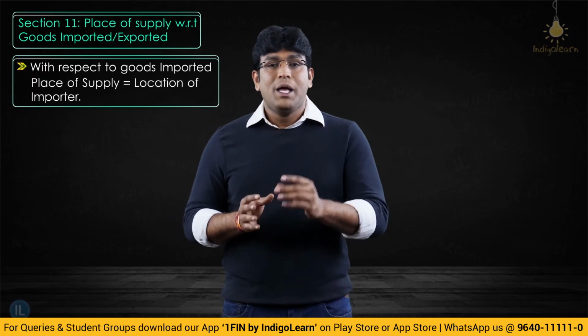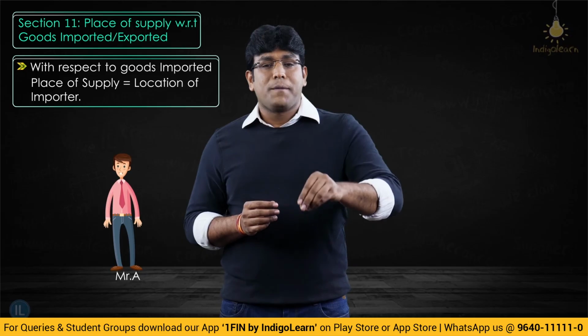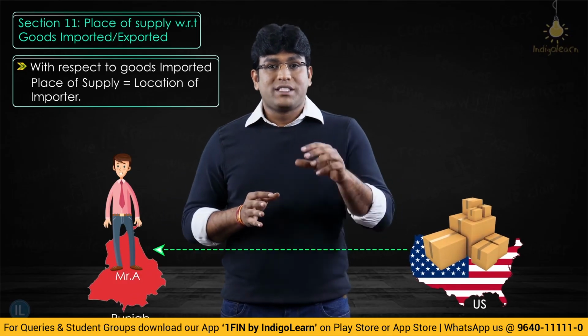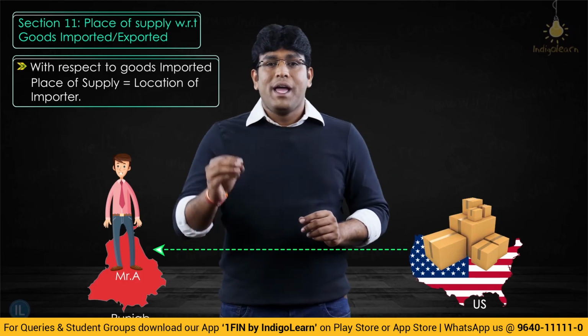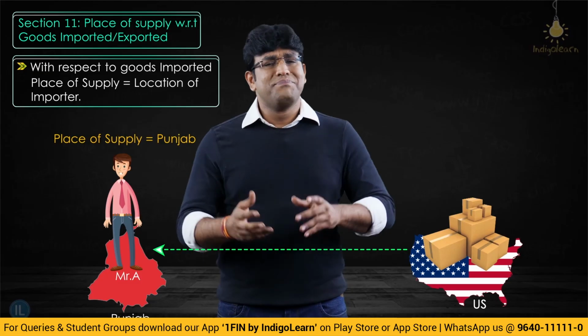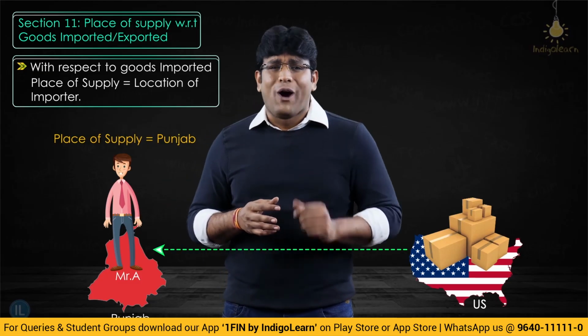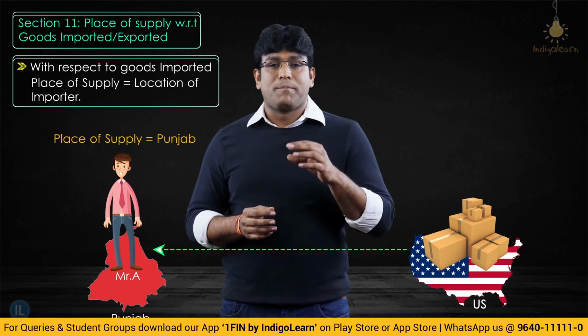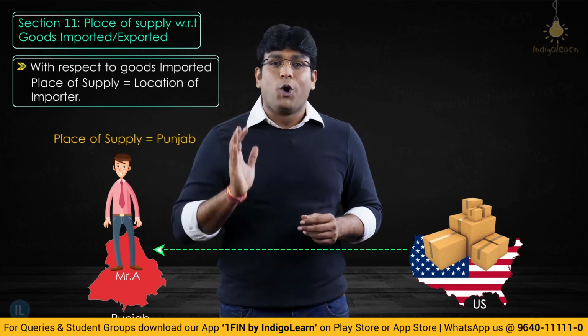Let's say for example, Mr. A, a registered person in Punjab, imported goods from the US. Place of supply will become Punjab. That's it. Very simple point. So with respect to goods imported, place of supply will be the location of the importer.